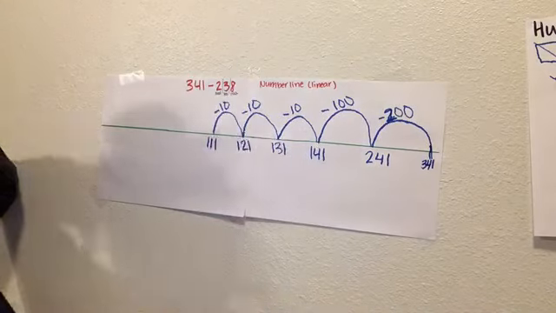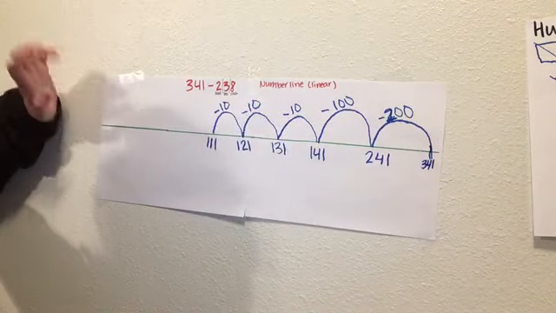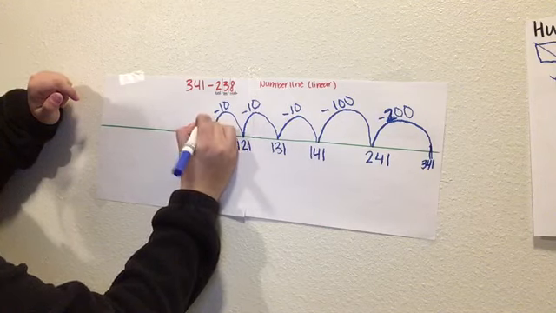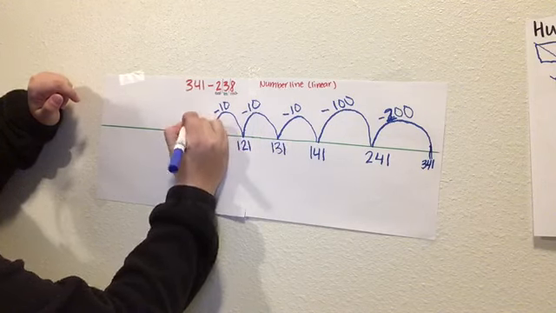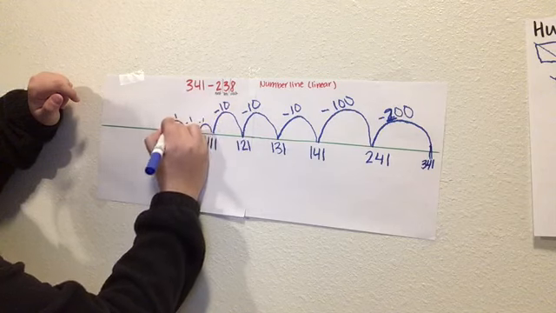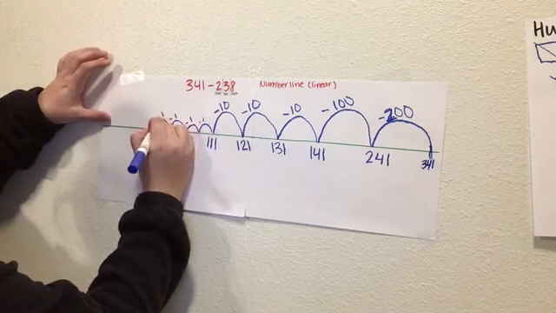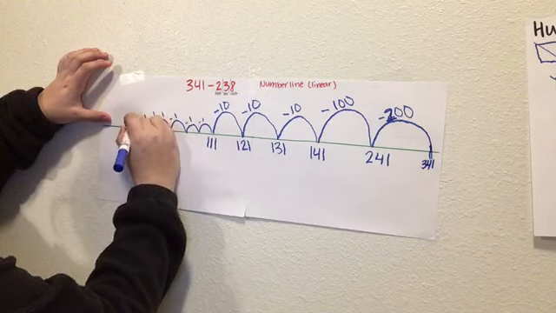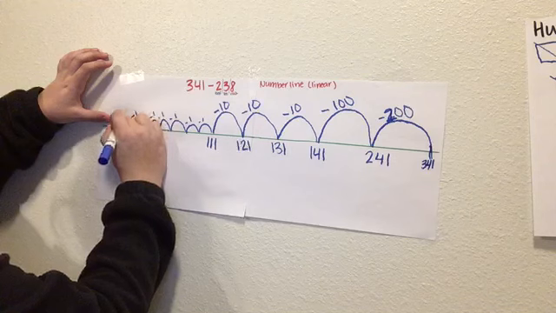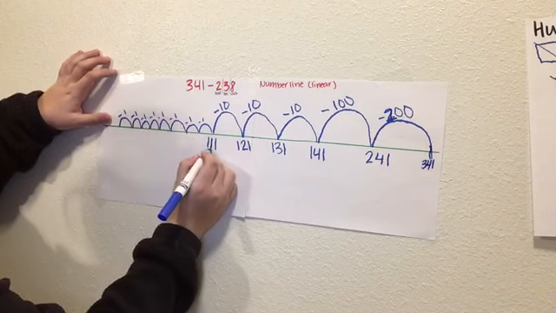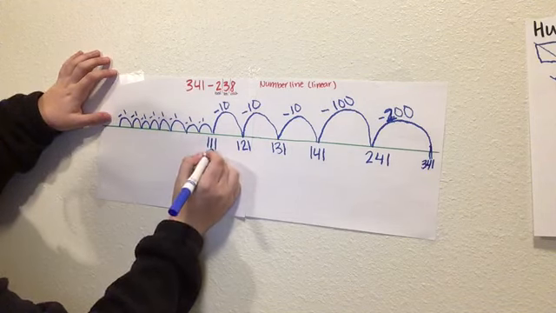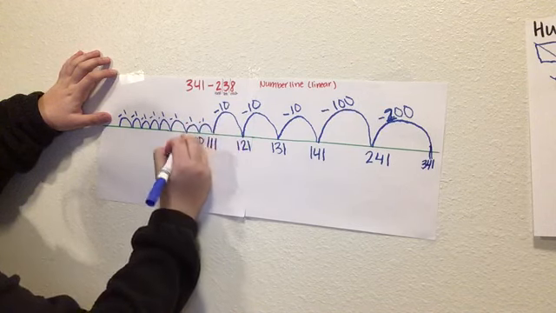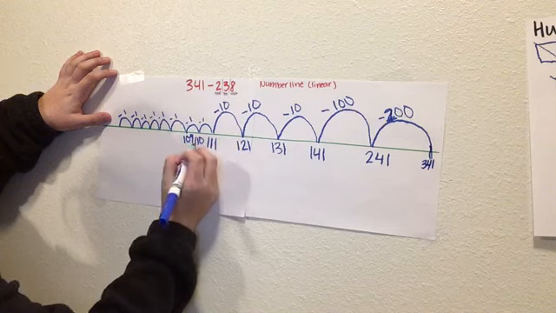And so now we have our 3 tens done, and now we have 8 ones to jump. So in that way, I'm going to do it by ones. So we have 1, 2, 3, 4, 5, 6, 7, 8. So 111 minus 1 would be 110, and then 110 minus 1 would be 109.